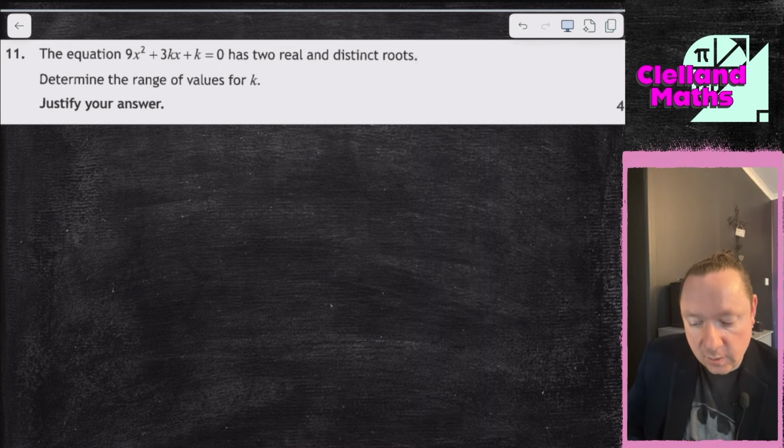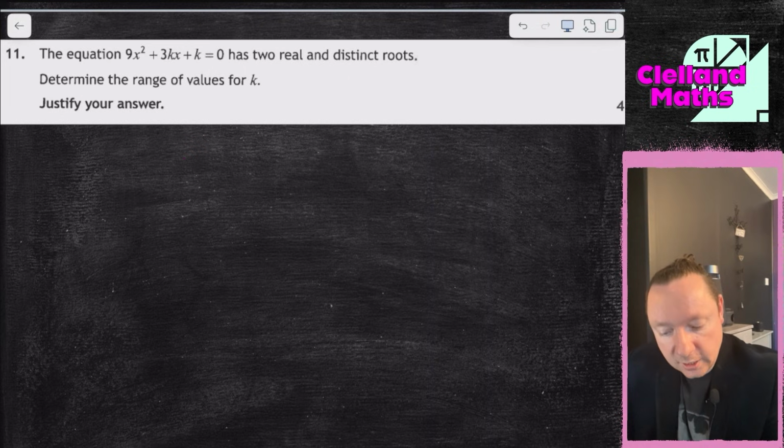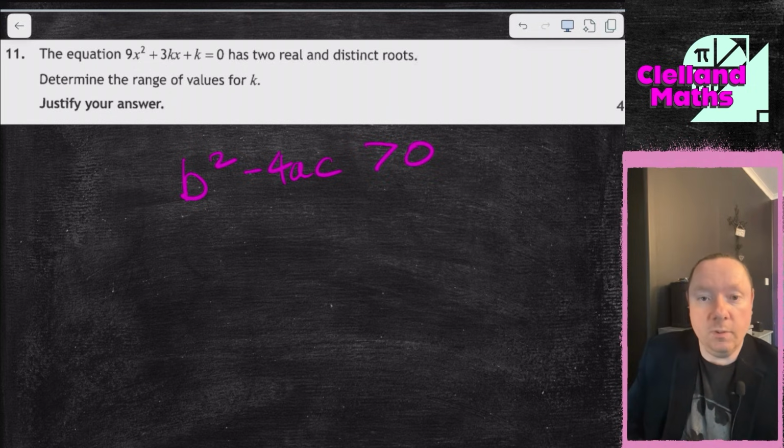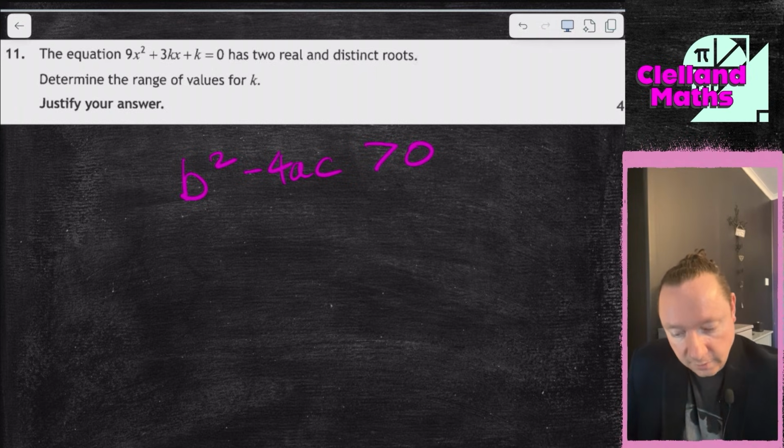SQA Higher Maths 2025, Paper 1, Question 11. The equation 9x squared plus 3kx plus k equals 0 has 2 real and distinct roots. Find the range of values for k. So if we've got 2 real and distinct roots, the discriminant must be strictly greater than 0. Not even greater than or equal to, because if it's equal to 0, it's got 2 real and equal roots, and we want 2 real and distinct.